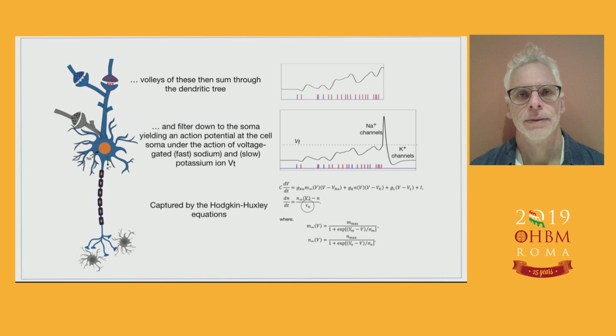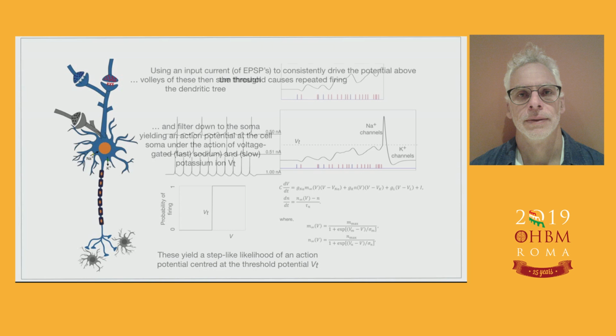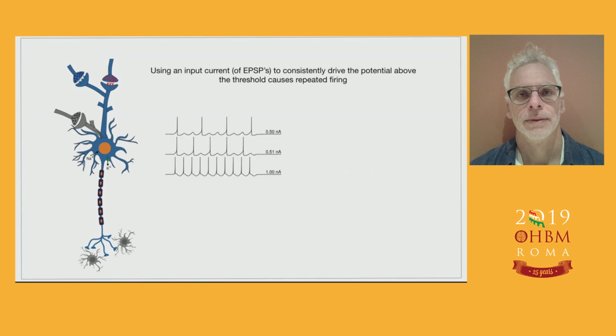These yield a step-like likelihood of an action potential centred at something called the threshold potential. That's from this interaction of fast and slow sodium and potassium channels. If we increase the dendritic current, the cell doesn't just fire once, it begins to fire more frequently, and that yields this single neuron response curve.